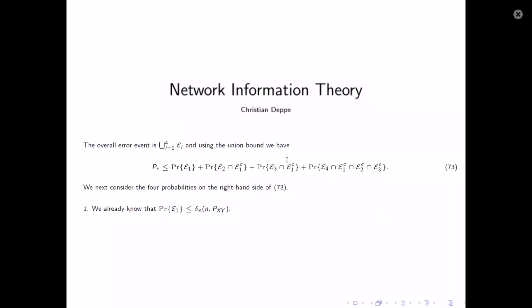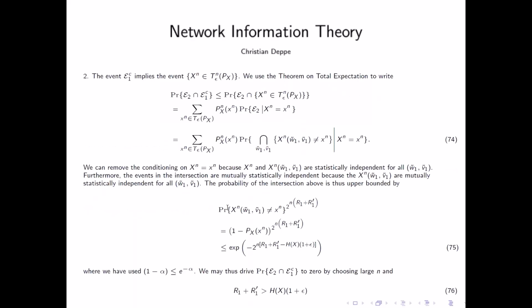Okay, now we have to show that all these probabilities go to zero, or under which condition these probabilities go to zero. The first is very simple. That is the event that the two sequences produced by the source are not typical. This we know is delta epsilon of n and pxy and goes to zero. Let's look at the second event.